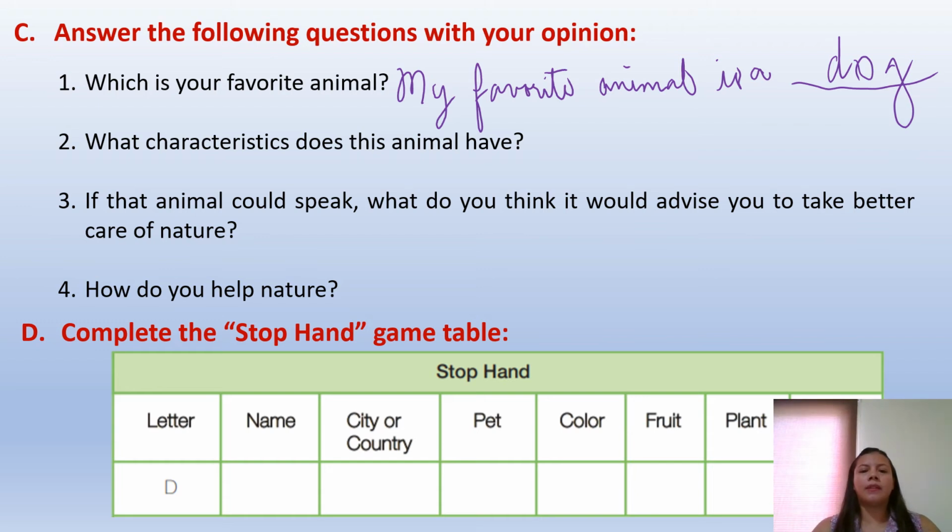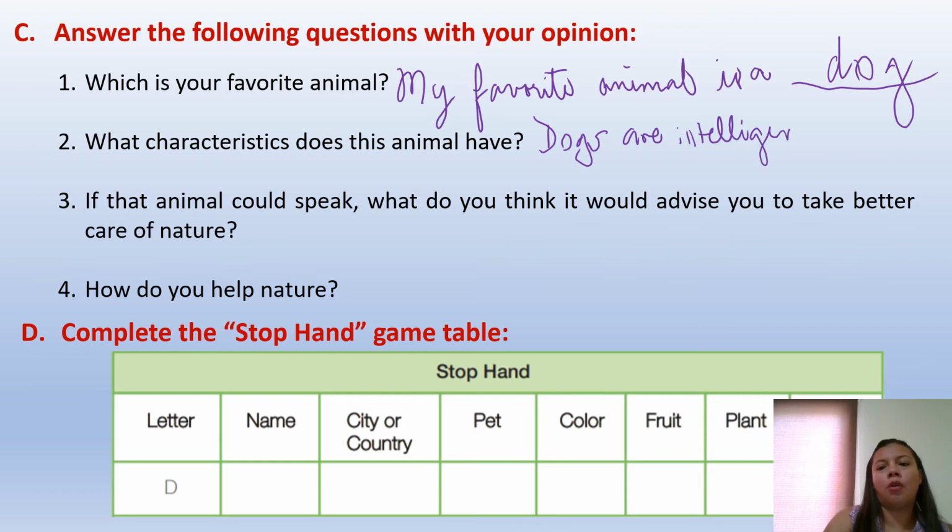What characteristics does this animal have? I consider that the animals, ducks, are intelligent. Also, they are loyal. So for me, these are the characteristics for ducks.